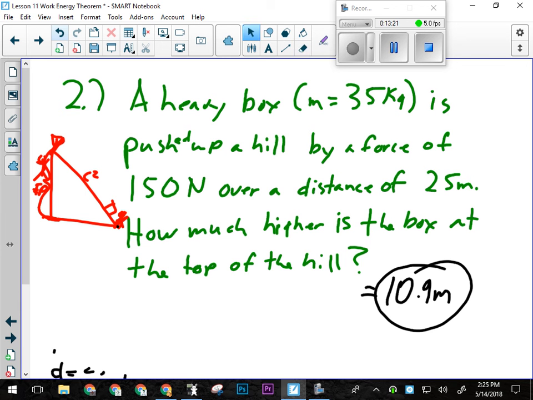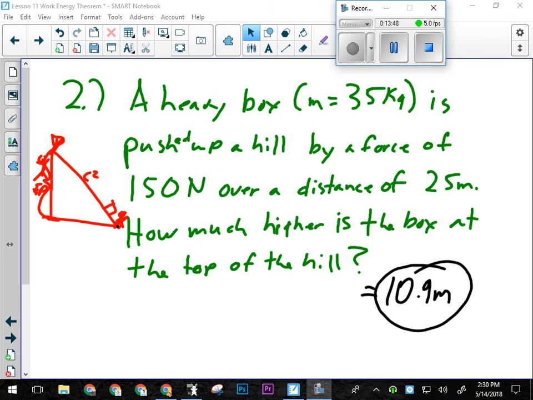All right. So I've got a heavy box that's pushed up a hill using a force of 150 newtons. The hill is 25 meters long. Okay. How much higher is the box at the top of the hill? So all the way from the bottom of the hill to the top of the hill. We're told the force, we're told the distance. We're looking for our final height here.